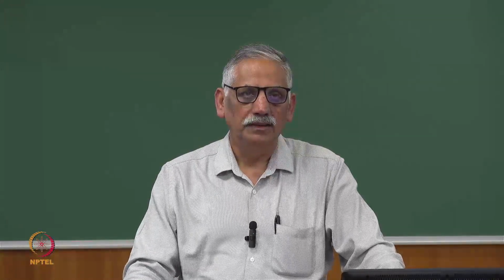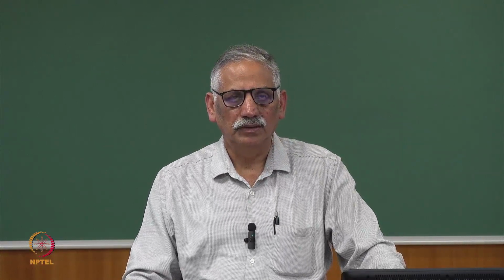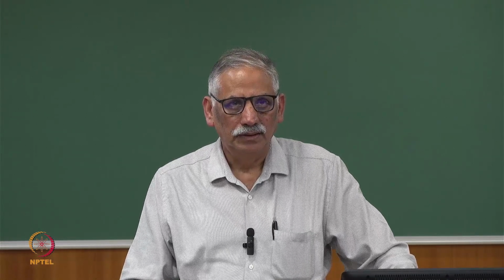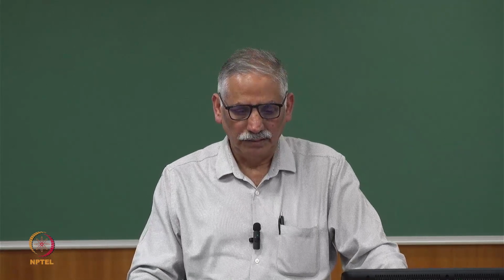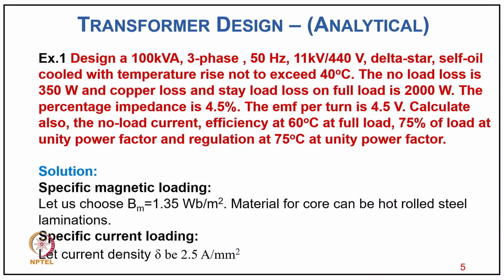So coming to a typical design example of the transformer as analytical. The statement for example one: design a 100 kVA, 3-phase, 50 Hz, 11 kV by 440 V, delta star, self oil cooled transformer with temperature rise not to exceed 40 degrees Celsius. The no load loss is 350 watt, and the copper loss and stray loss on full load is 2000 watt. The percentage impedance is 4.5%.